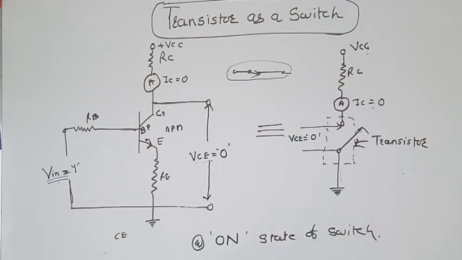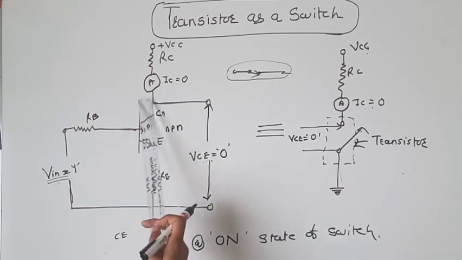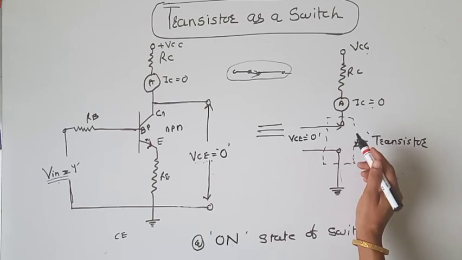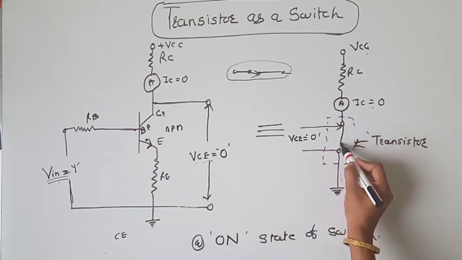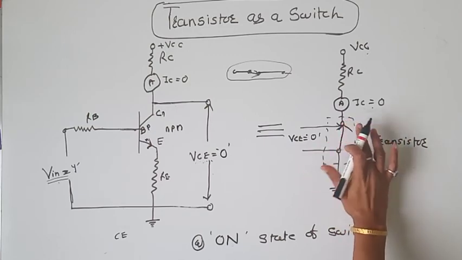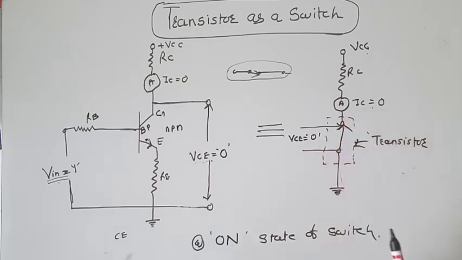These are the changes that I made for the transistor on state. So for the on state, Vin is equal to 1. When input voltage is 1, the base current flows. Hence the circuit remains closed. So in the on state of switch, the circuit action is like this. This open action will be closed now. So what happened when transistor is closed?